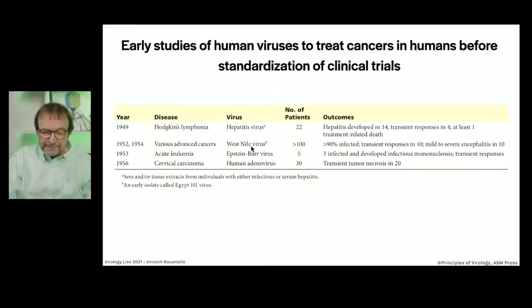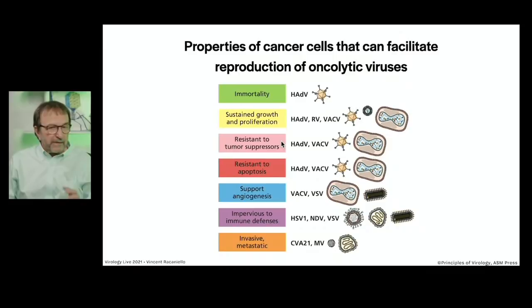We now understand that there are common properties of cancer cells that facilitate the reproduction of viruses. These are called cancer hallmarks, like immortality, sustained growth, resistance to suppressors, apoptosis, angiogenesis, impervious to immune defenses, metastasis, and so forth. And we have found viruses that reproduce better under certain conditions, like adenoviruses in immortal cells, for example. And each of these shows you the different vectors that we use, adenoviruses, retroviruses, vaccinia viruses, VSV, Newcastle disease, measles virus, even picornaviruses are selected to match some of these properties.